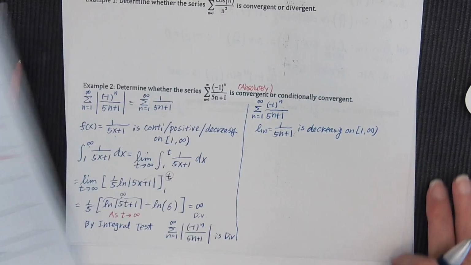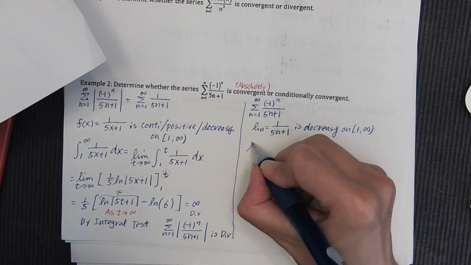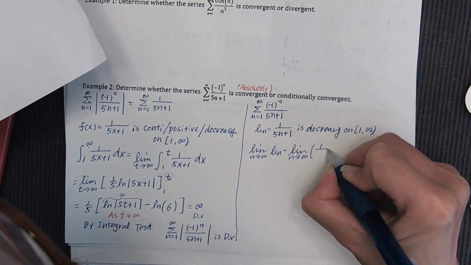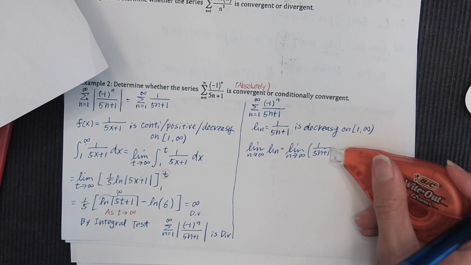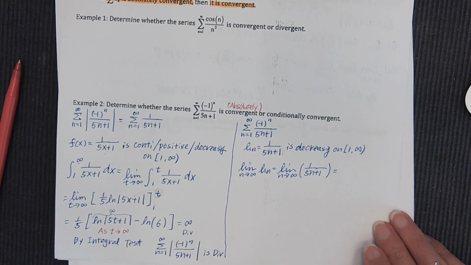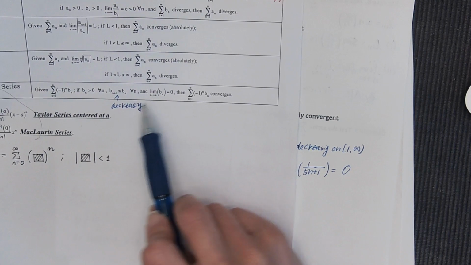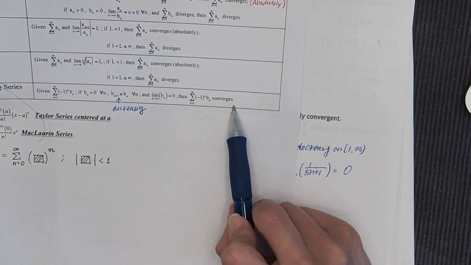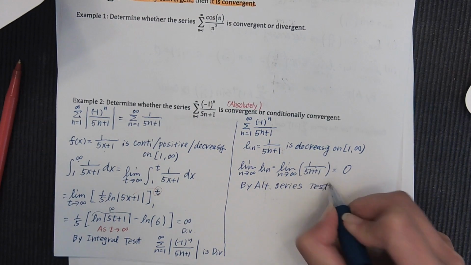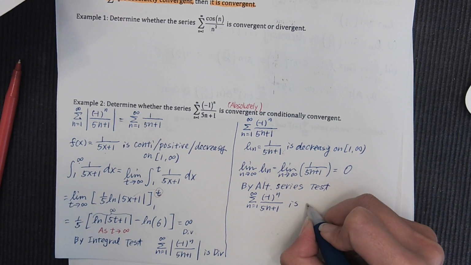One more thing: what do you have to check? The limit. What's the limit as n goes to infinity of b sub n, which is 1 over 5n plus 1? As n goes to infinity, that's 0. So we end up with 0, and it's decreasing. So what's the answer? It's convergent by the alternating series test. So the summation from n equals 1 to infinity of negative 1 to the power n over 5n plus 1 is convergent.